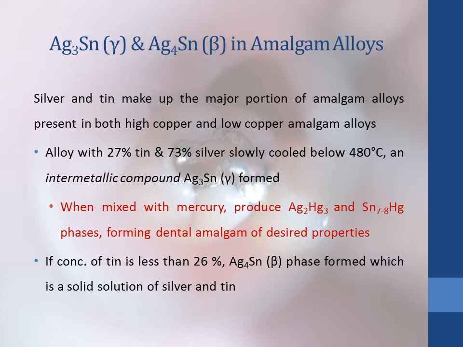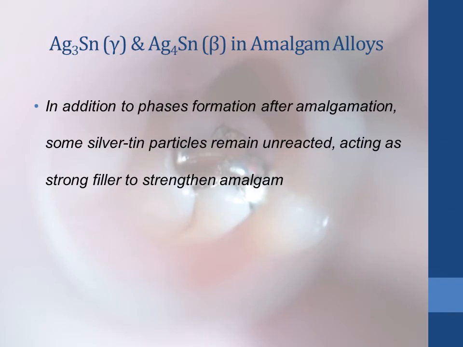So when this intermetallic compound is mixed with mercury, it produces silver mercury and tin mercury phases, forming dental amalgam of the desired properties. And if the concentration of tin is less than 26%, a beta phase is formed, which is a solid solution of silver and tin. So it all depends upon the concentration of tin. In addition to phase formation after amalgamation, some silver tin particles remain unreacted, as we saw in the diagram. So the unreacted core acts as a strong filler and strengthens the amalgam.